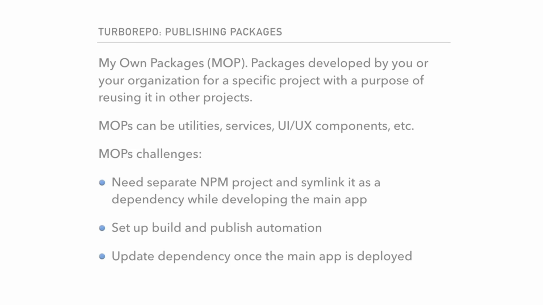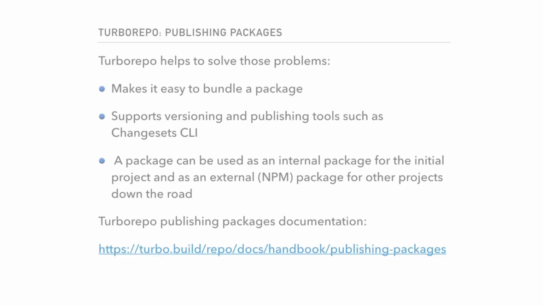You need a separate NPM project and symlink it as a dependency while developing the main app. You gotta set up build and publish automation. You also need to update dependencies when the main app is deployed. Turborepo helps to solve those problems.